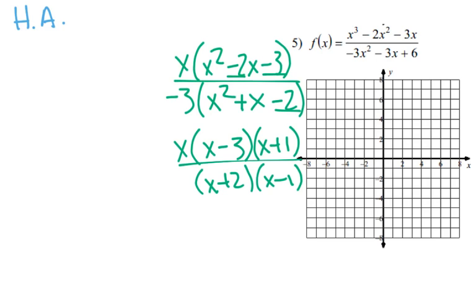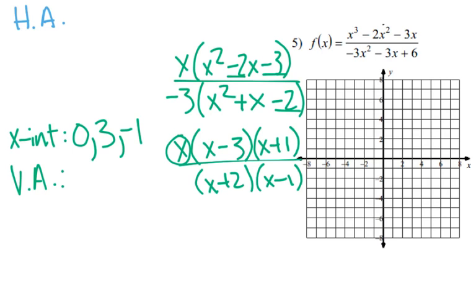We can find our x-intercepts, right? We've got 3 of them. x equals 0, x equals positive 3, x equals negative 1. We know our vertical asymptotes, x equals negative 2, and x equals positive 1. So positive 1, negative 2, 0, 3, and negative 1. Okay, something like that. Alright, and we don't have any holes.